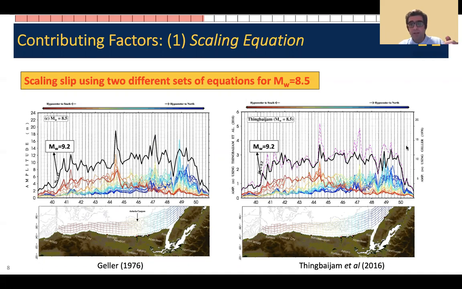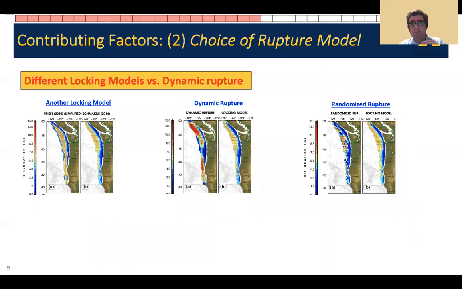But on the right here, on this map, I'm just superimposing the maximum tsunami amplitude from the original set of scaling equations that they used, the work of Bob Geller back in 1976. And you can see the pattern of these two are very, very similar. Of course, the amplitude is very different, but the pattern of these two are very similar in terms of the geographic distribution of maximum runouts.